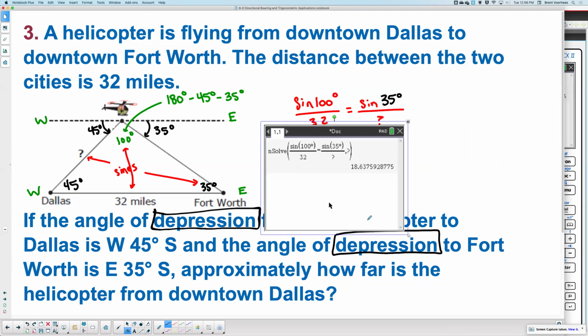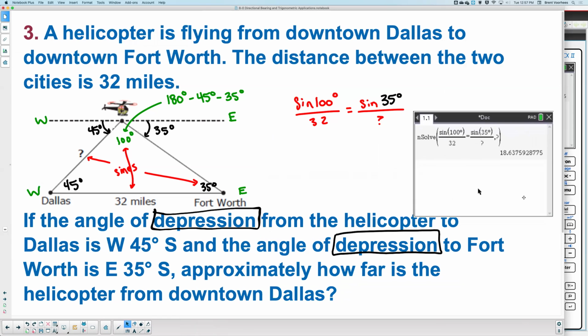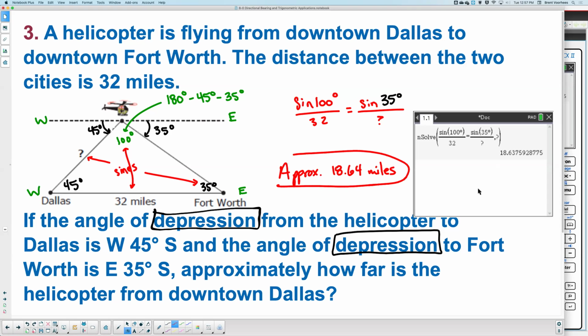So what should we round that to? 18.64. So approximately, that's what it says. Approximately 18.64 miles. That's the distance from the helicopter to Dallas. Approximately 18.64 miles. All right.